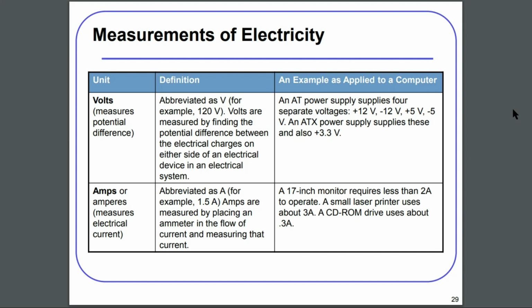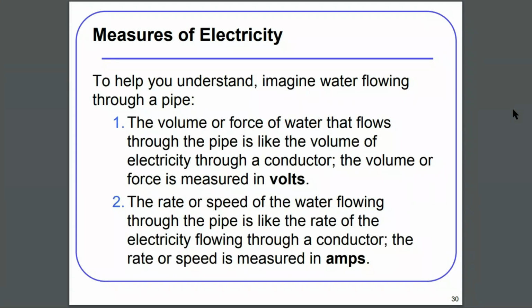Ampere is abbreviated as A. For example, 1.5 amperes is measured by placing an ammeter in the flow of current and measuring that current. For example, a 17-inch monitor requires less than 2 amperes to operate. A small laser printer uses about 3 amperes. A CD-ROM drive uses about 3 amperes. So let's move to the next slide. In this slide we can check the measures of electricity.